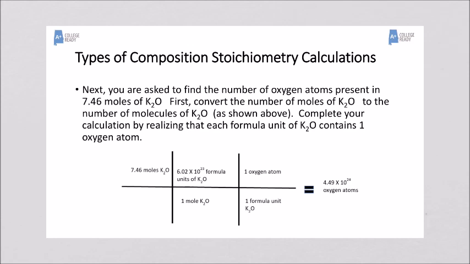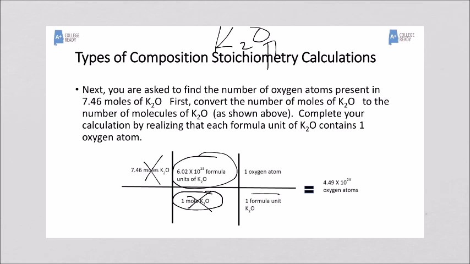Now we're asked to find the number of oxygen atoms present in 7.46 moles of potassium oxide. Just like we did before, we're first going to convert from moles to formula units using our same conversion factor. Moles will cancel. We look at the formula for K2O. In each formula unit, there's 1 oxygen atom. So 1 formula unit, 1 oxygen atom. The formula unit portion of the conversion factor goes on the bottom so that formula units will cancel out.